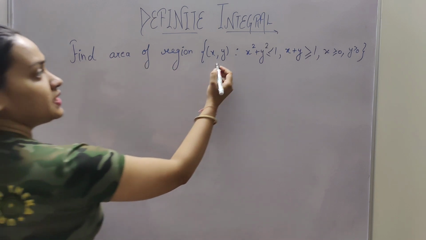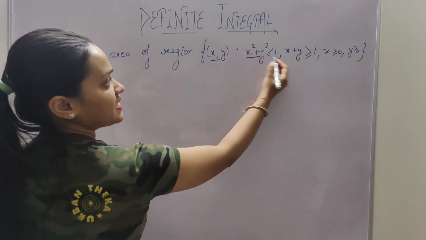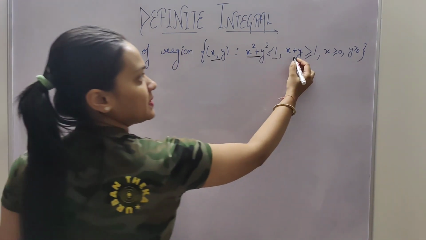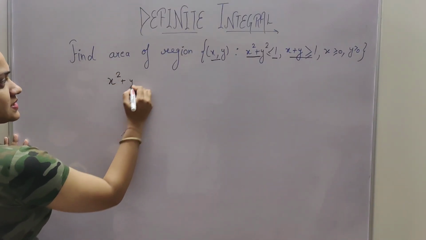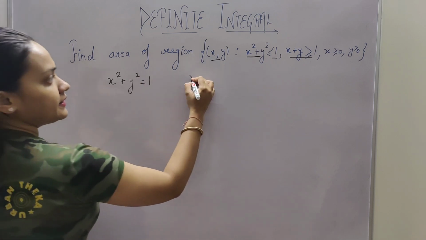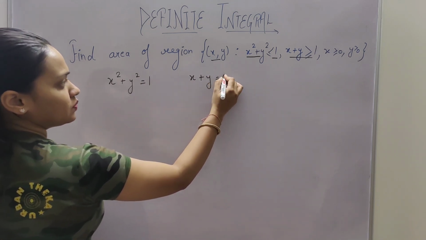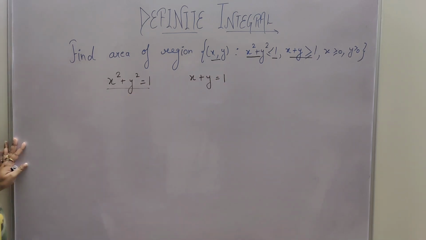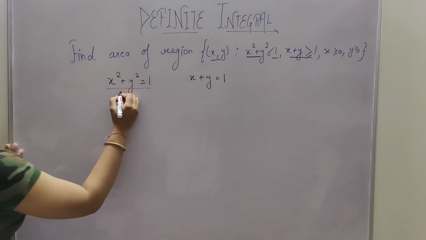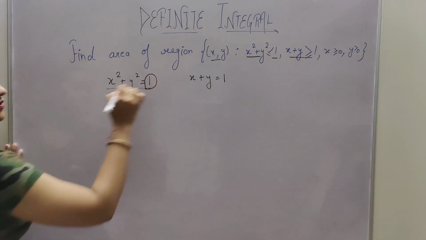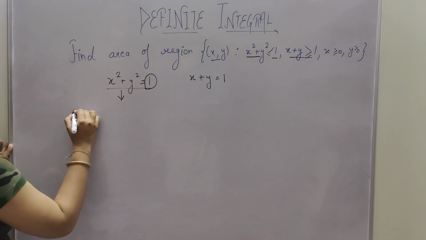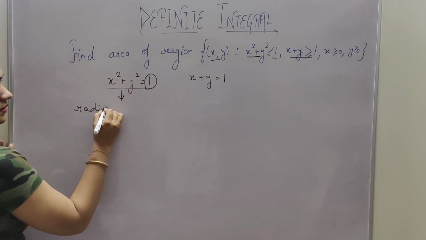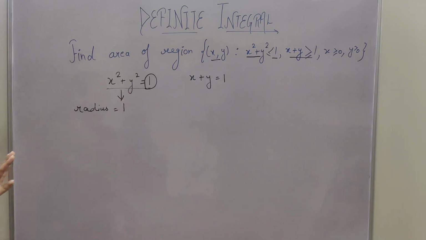Find the area of the region of x and y where x square plus y square is equal to 1 and x plus y is equal to 1. It is written as x square plus y square is equal to 1 and x plus y is equal to 1. This is the equation of a circle where it is given that the radius is 1. If x square plus y square is equal to 1, then we can say radius is equal to 1.